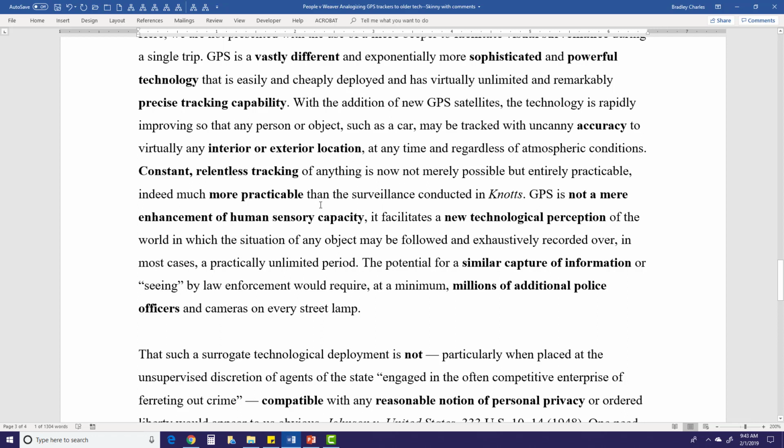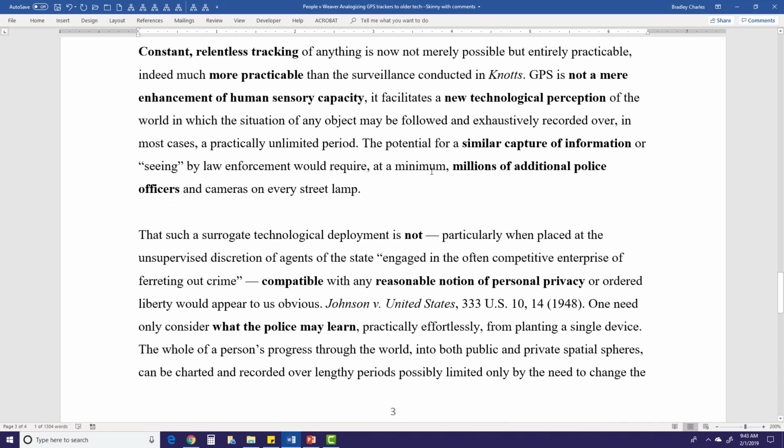This isn't some clunky dot on a screen that doesn't show much detail. Instead, a GPS shows incredible precision. So that is characterizing the facts. And then here's some reasoning by implication.